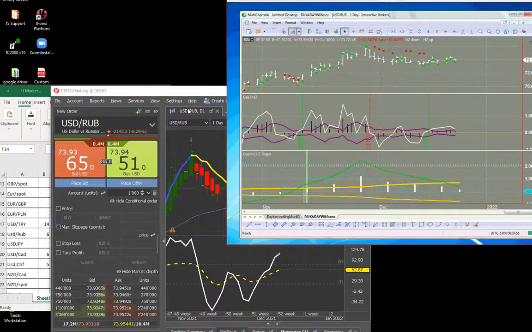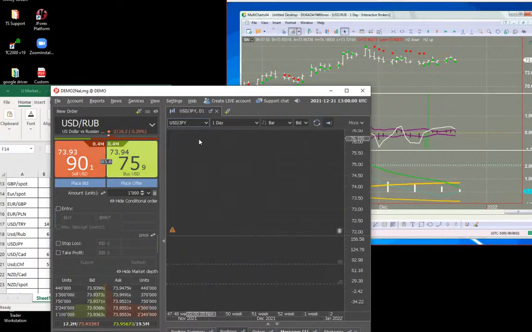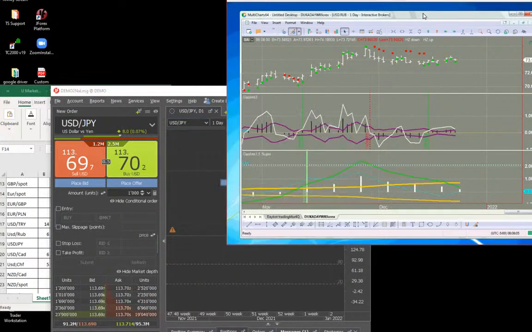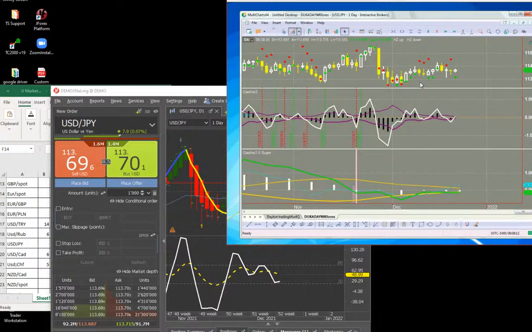From ruble, we'll go to the yen. See what they're doing with the yen. There's the yen right there. Yen's kind of become chill over these last couple of weeks. After that slide, it just kind of became quiet. You can see here the weekly is trying to get into the buy, but it hasn't gotten there yet. It flirts with it. The super tries to do it and is doing a decent job at it.